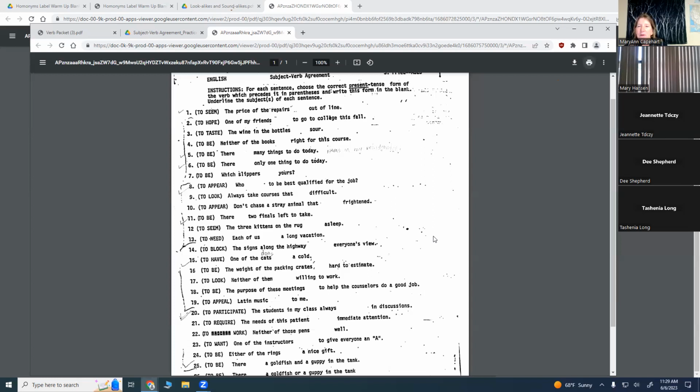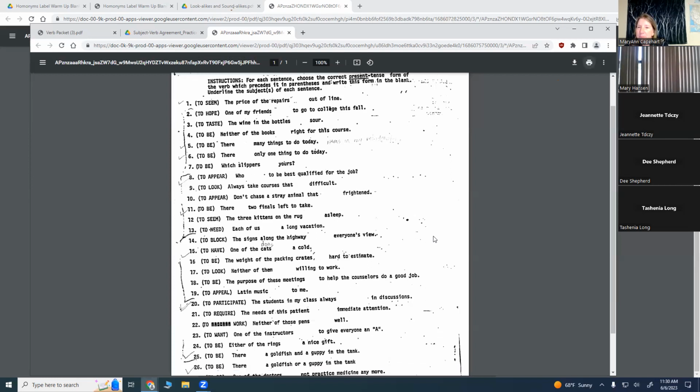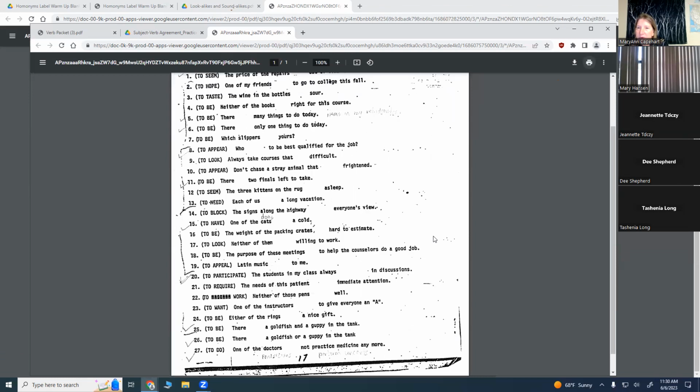How about this one? Who appear to be best qualified for the job? Who is singular, so we need the S. Who appears? Is this driving you nuts or what? Yeah, it's very nitpicky, but it's a common mistake. So I'll just read through the rest real quick so you get a feeling for it with your ear.